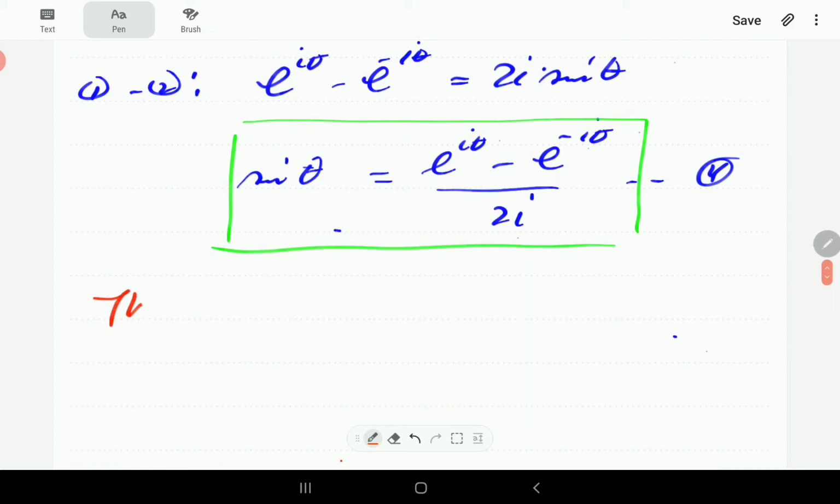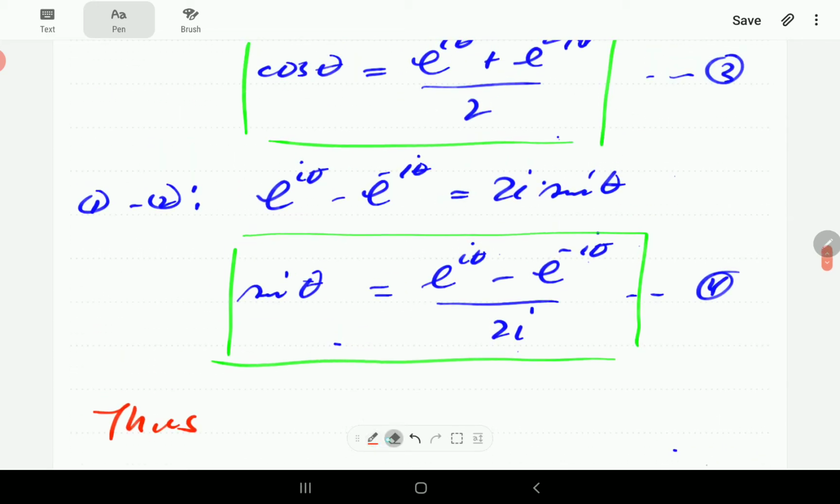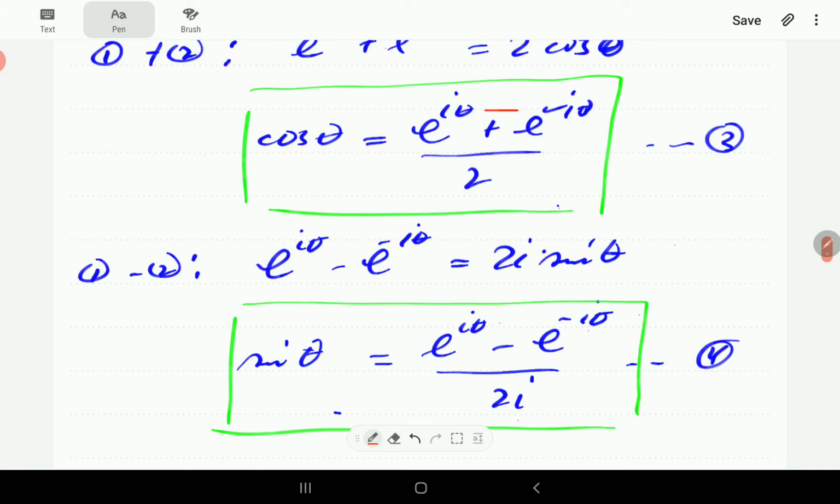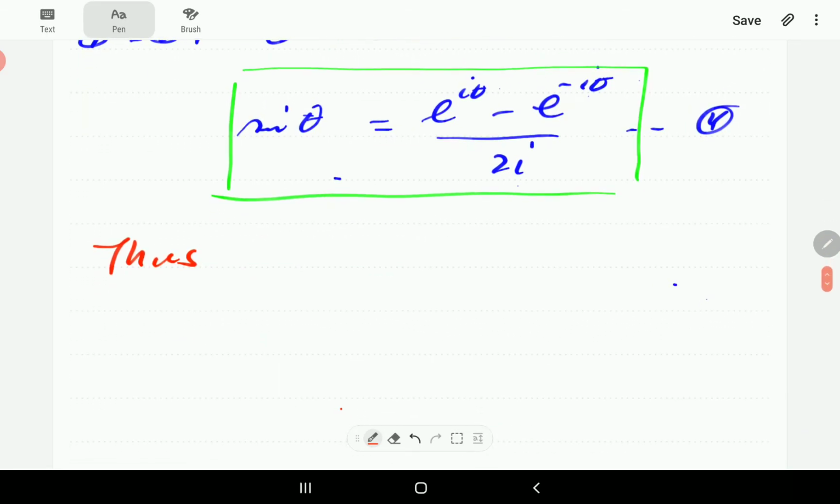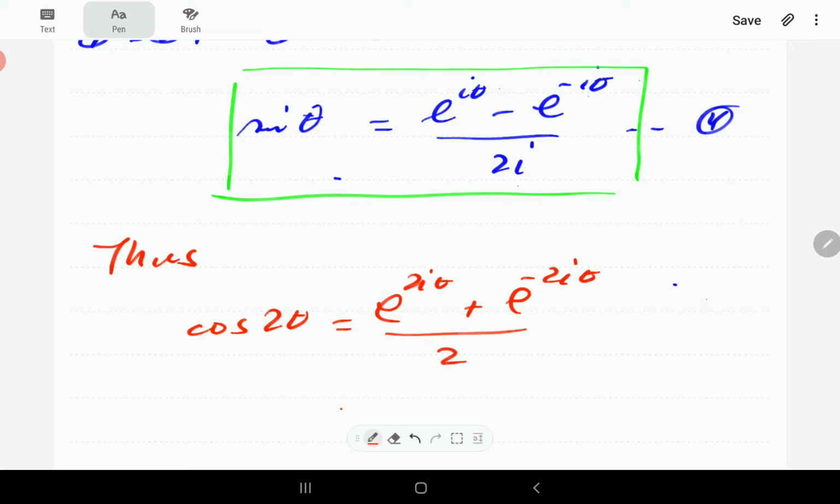for instance, if you plug in 2 theta here, then that's going to be 2 theta there, 2 theta there. So for instance, cosine 2 theta is simply going to be e to the 2i theta plus e to the minus 2i theta all over 2.